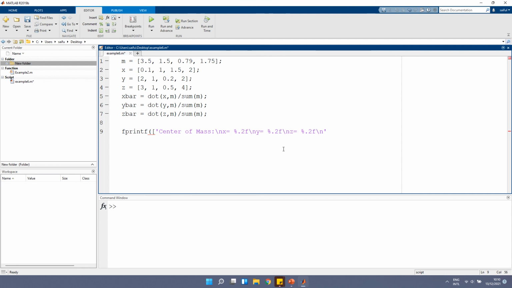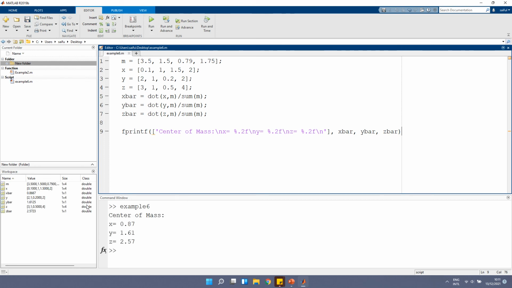Next are the things that you want to put inside the identifiers here: the x coordinate of the center of mass, the y center of mass, and the z center of mass. So we have x bar, y bar and z bar. We close the bracket, and then we can run.